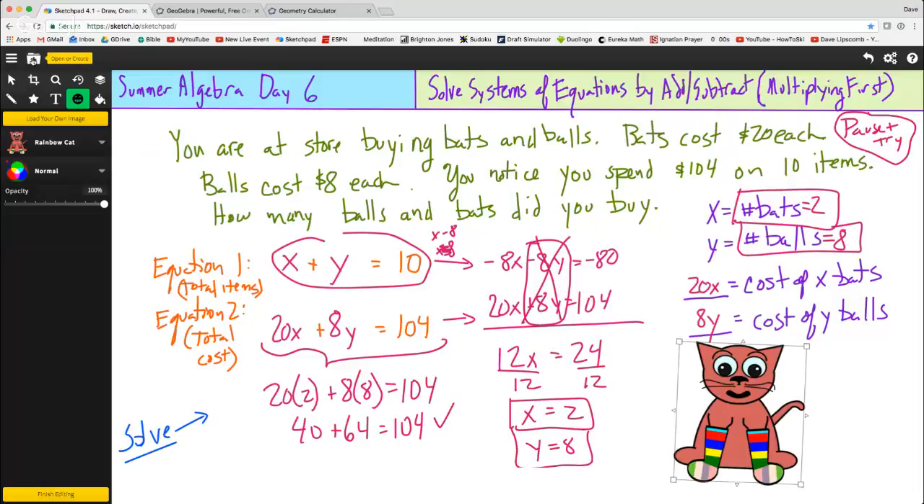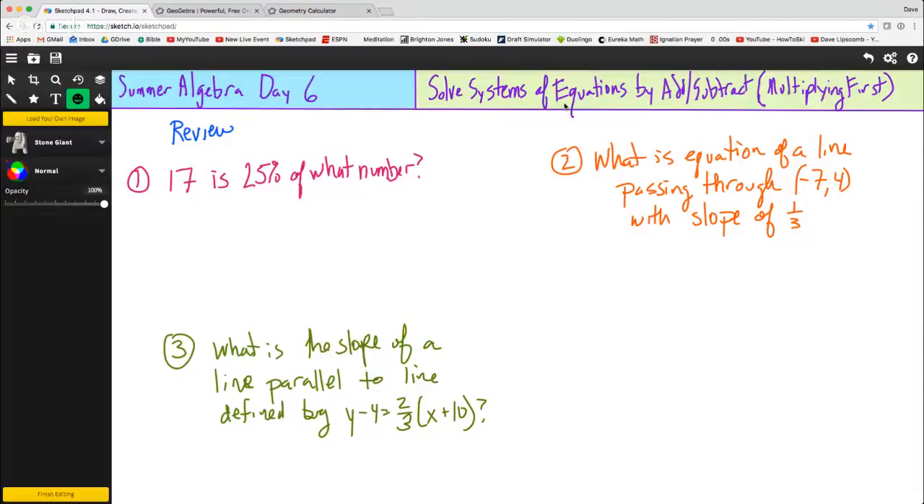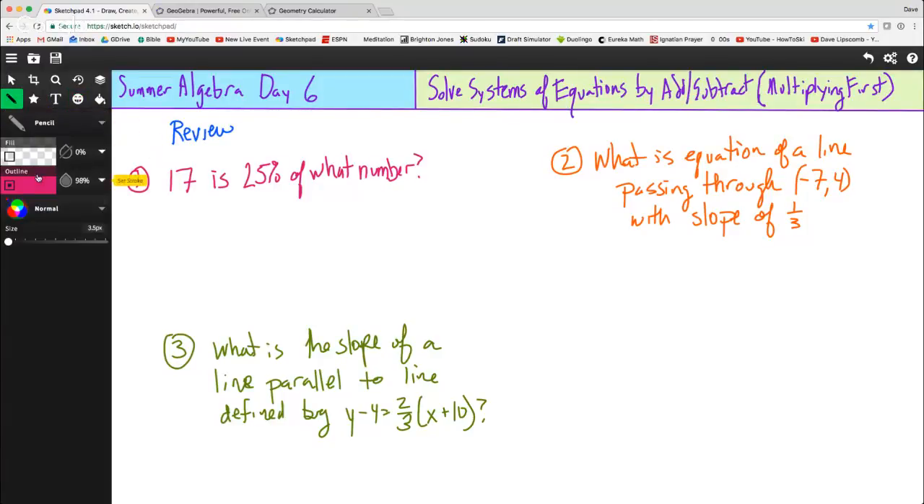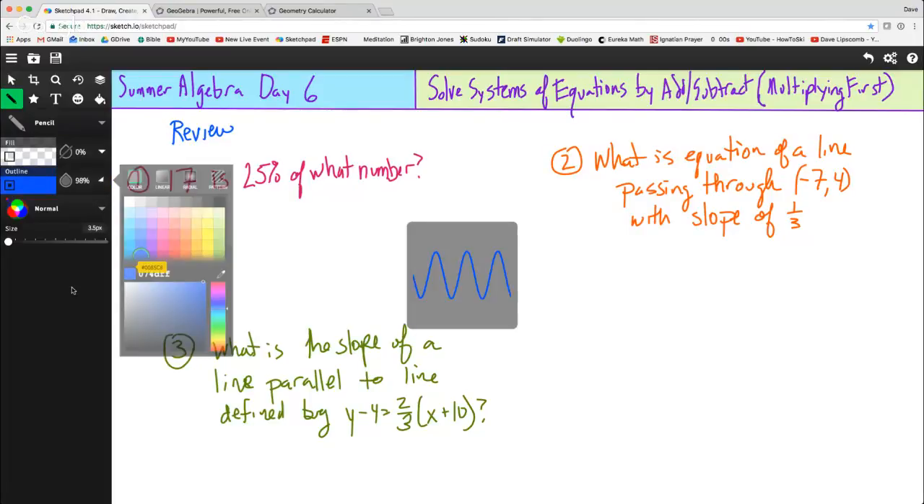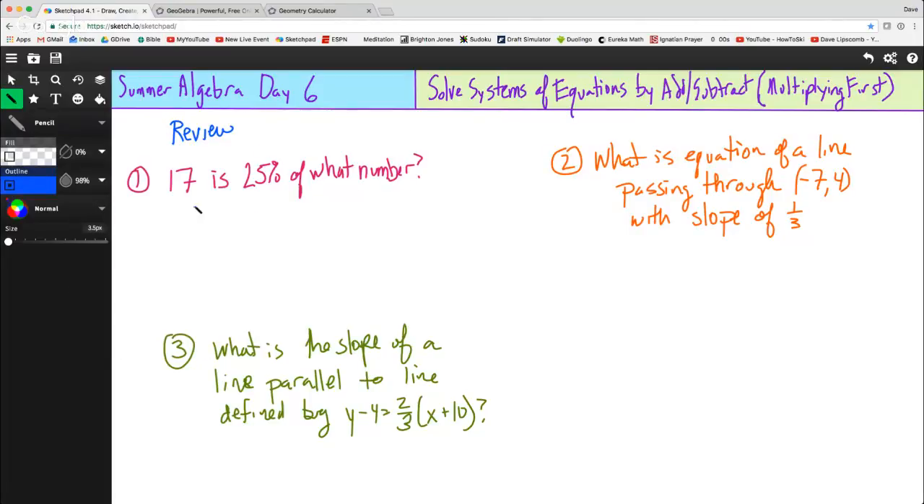Now I'm going to do 3 review questions that may appear, hint, hint, very close, on your quiz tomorrow. So number 1, we'll do these in blue. 17 is 25% of what number? Well, let's use our strategy. Of is times, is equal, numbers are numbers. The question what is an x. 25% we need to convert into a decimal.